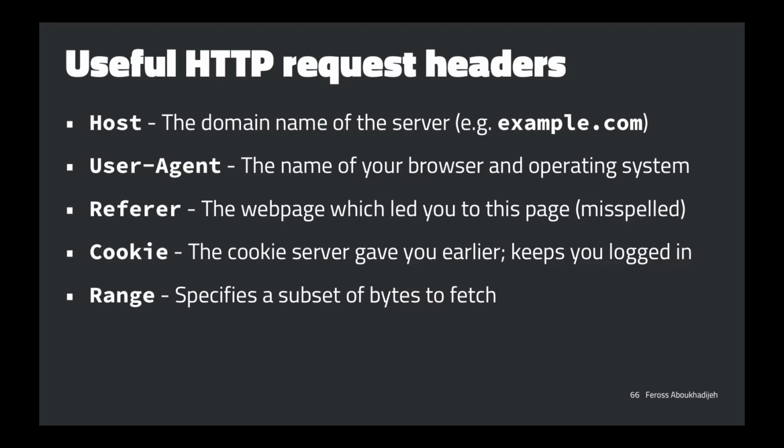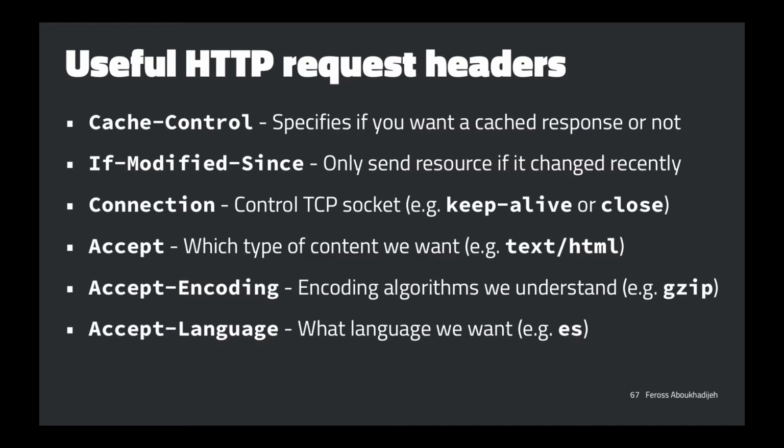Right? And then Range, I mentioned that before. That's how you subset a request. And then there's a whole bunch more here. You can control the cache. You can say, only give me a response if it's been modified since this date when I got it before. You can control the underlying TCP socket, which is kind of crazy. You can say, when this request is finished and I've gotten the response, don't actually close the connection to the server. Keep it open, because I might send more requests over that connection.